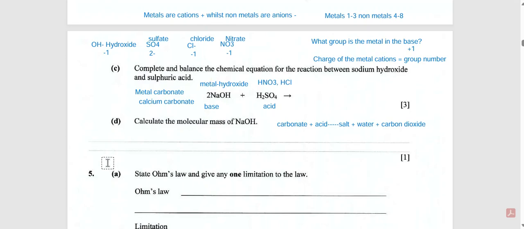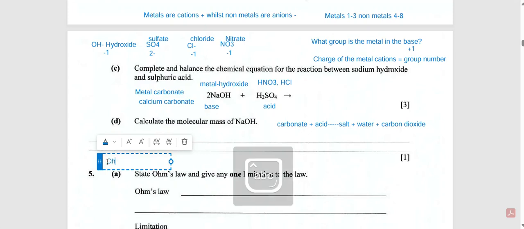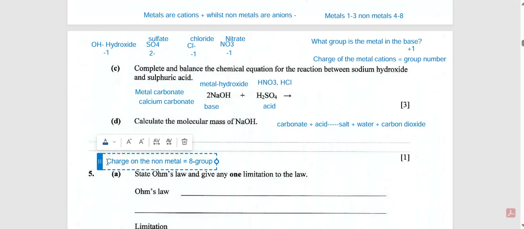We simply say, let me write it here, the charge on the non-metal is equal to 8 minus group number. So for example, ukadaza charge ya chlorine, suppose you had forgotten, you'd look for the group number of chlorine. Chlorine is in group 7. You simply say 8 minus 7 and you get 1. And remember, it's supposed to be negative, so we say -1. But you say 8 minus the group number first, then you add the negative sign.